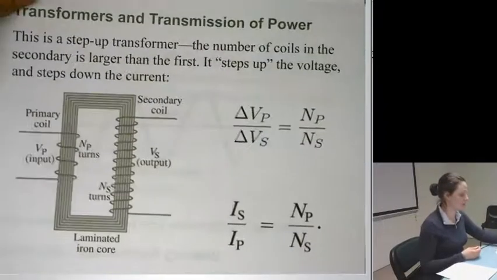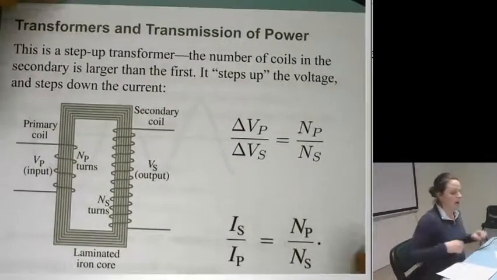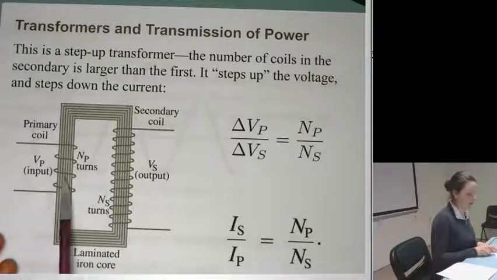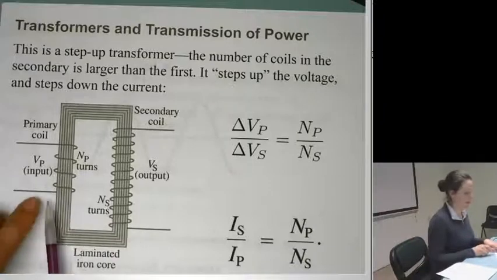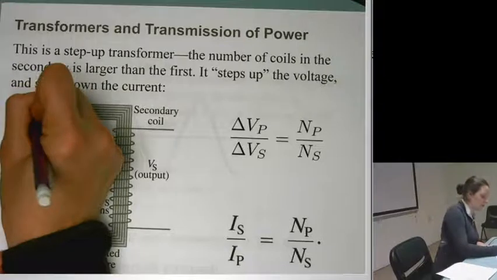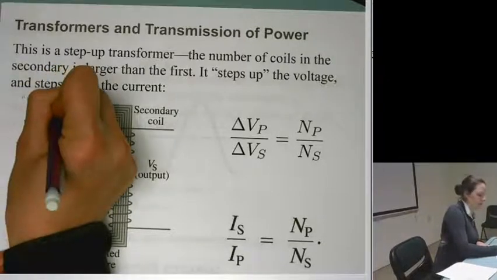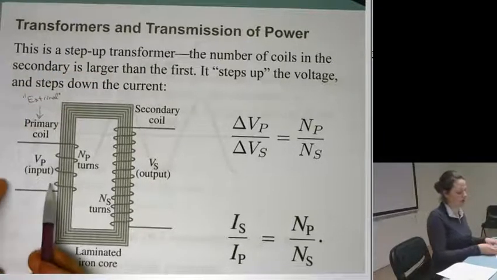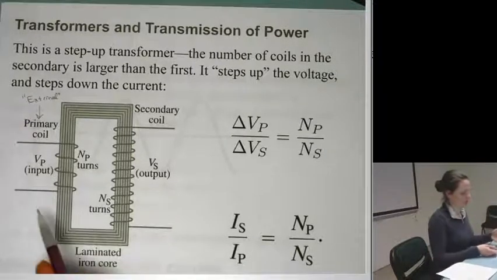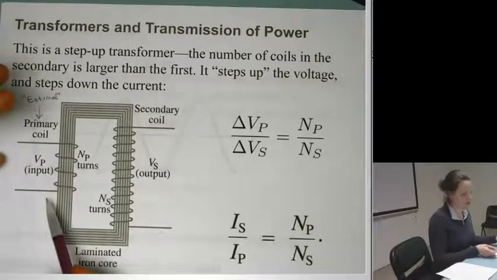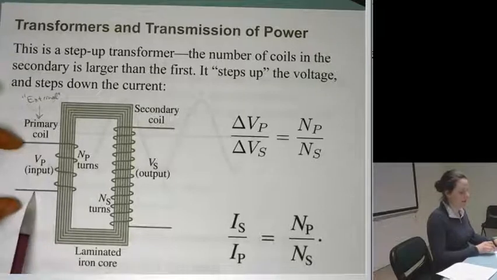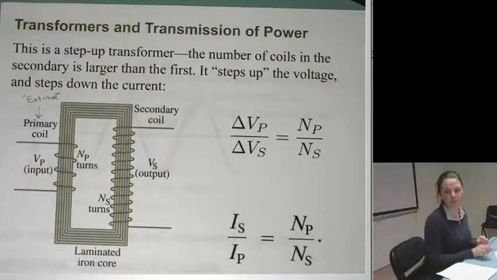So this is what a transformer looks like, and this is how they work. We have a primary coil and a secondary coil. The primary coil, you can think of in the Lenz's law way as being the external. The external field, all of that external flux, is going to be on the primary coil, and changes in the primary coil are going to induce changes in the secondary coil.